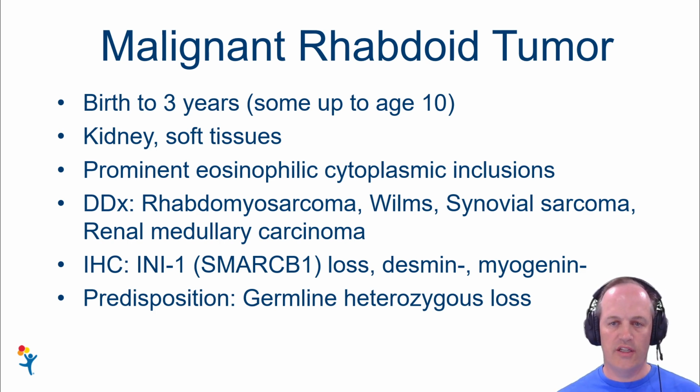Wilms, after it's treated, can have some rhabdoid differentiation. Synovial sarcoma can have rhabdoid differentiation. And renal medullary carcinoma is also going to have rhabdoid features, but it's going to present in older kids.